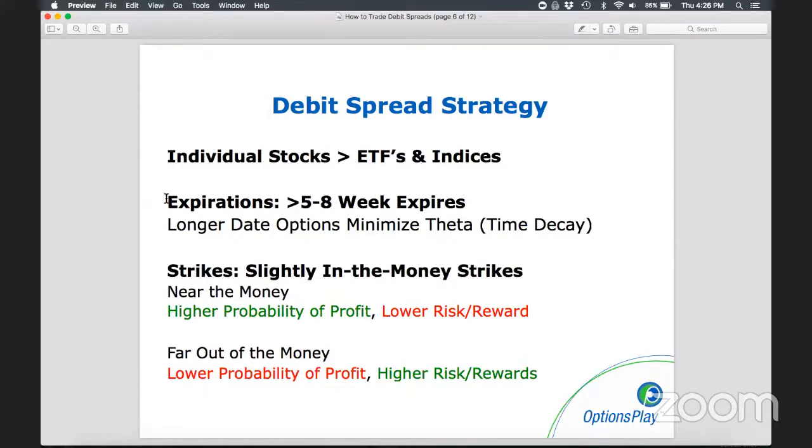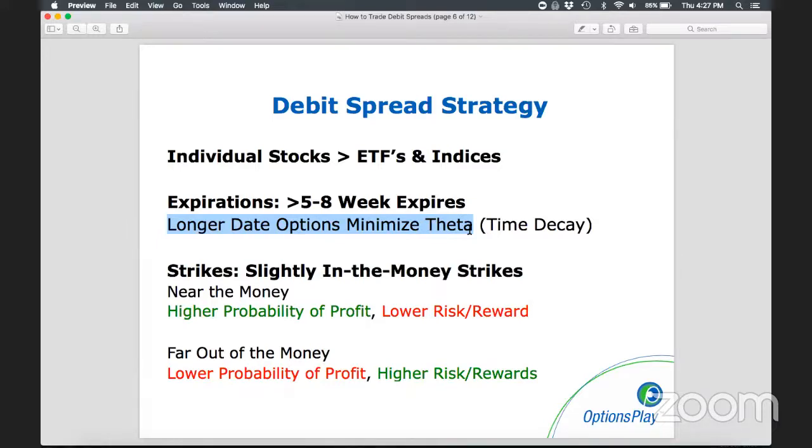When it comes to debit spreads, you want to trade expirations that are generally at least 5 to 8 weeks from expiration, if not further. And the reason for this is because longer dated options minimize theta. So that time decay that's working against you when you buy an option, you want to minimize that time decay. And the only way to do that is by going further out.